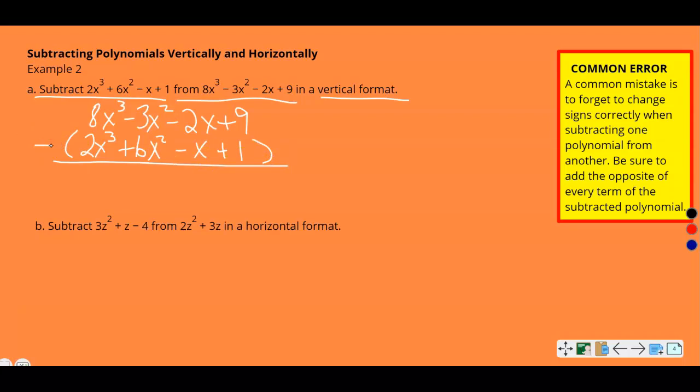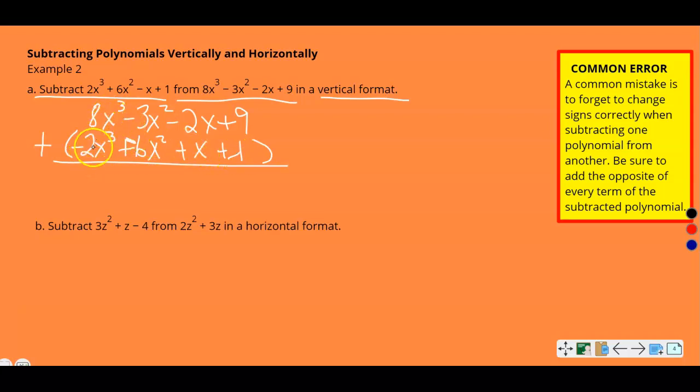So, okay, a common error is that people forget to distribute that negative all the way across. So in order to not forget that, let's go ahead and distribute that negative. So let's change this to a plus. This positive becomes negative. This positive becomes negative. This negative becomes positive, and this positive becomes negative. So when you distribute the negative, you change the sign on every term in the polynomial.